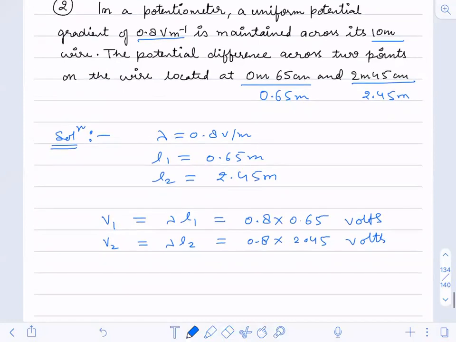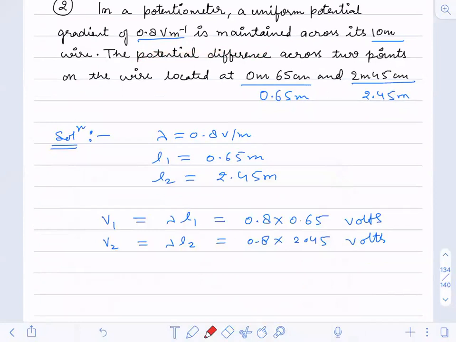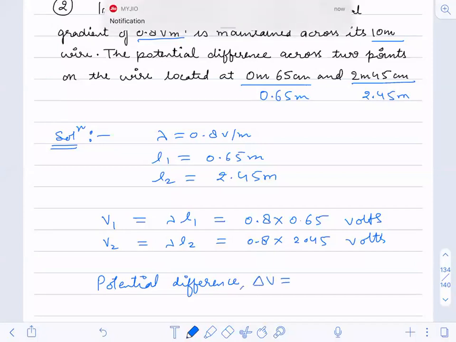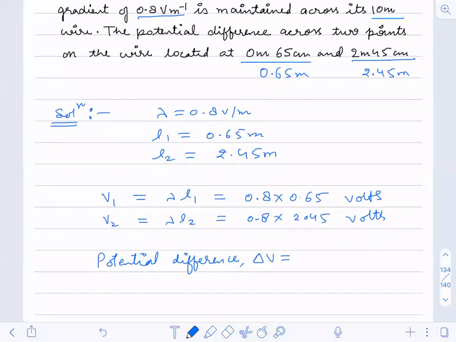Now they're asking me the potential difference. So how are we going to calculate the potential difference now? Potential difference delta V, I'm going to write it as V2 minus V1, because it is always greater minus smaller. You are calculating a difference, and a difference is always written with a positive sign. So this is how you will calculate.